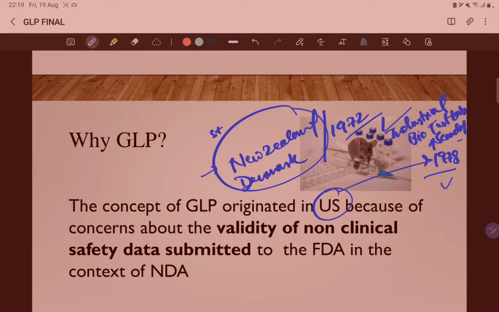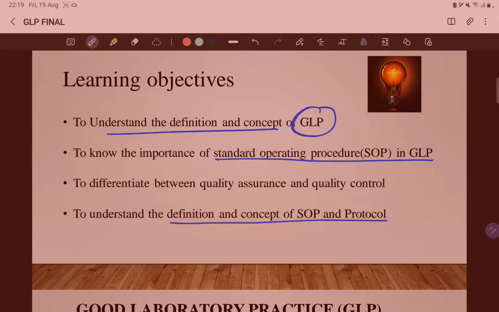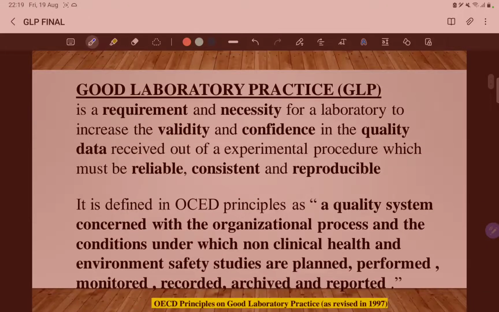So basically our learning objective is to understand the concept of GLP, okay, and to know the importance of standard operating procedures in GLP. Okay, to understand the definition and concept of SOP and the protocol. And for now we are leaving quality assurance and quality control, we'll discuss that in a separate part, right?